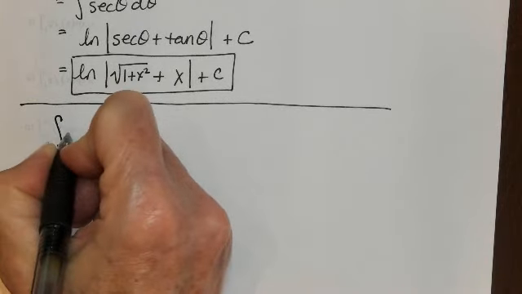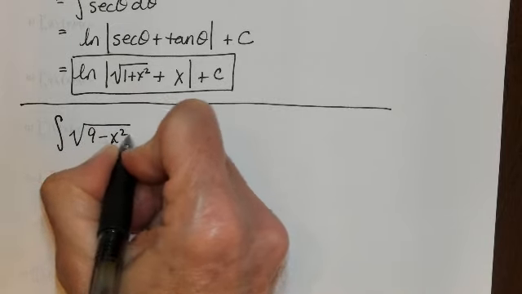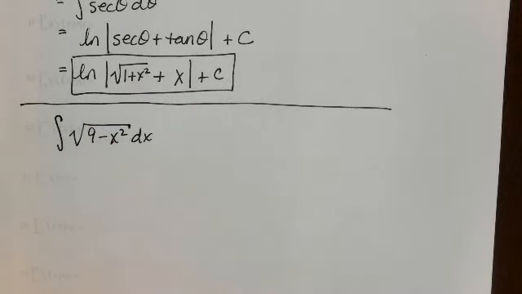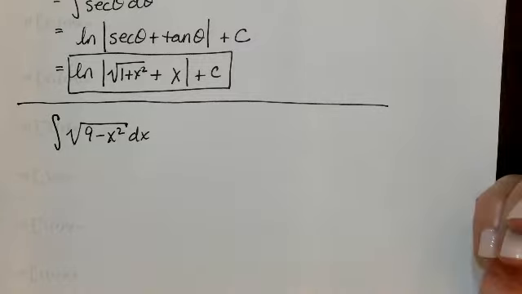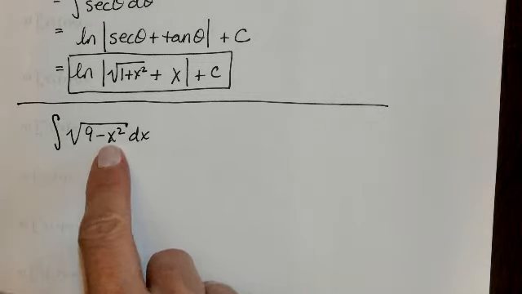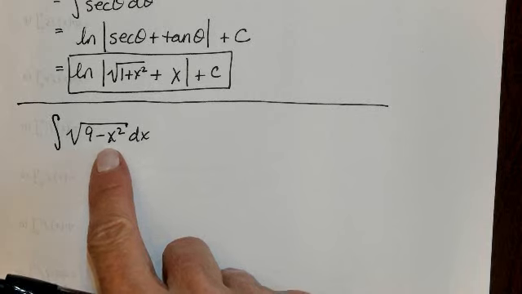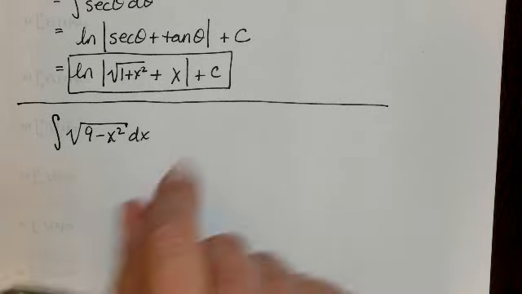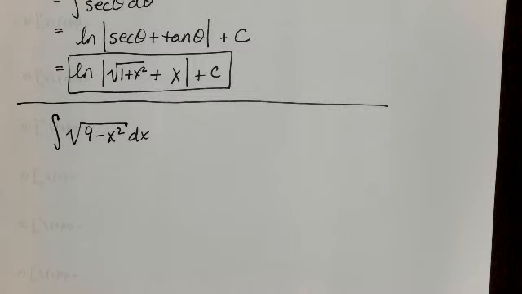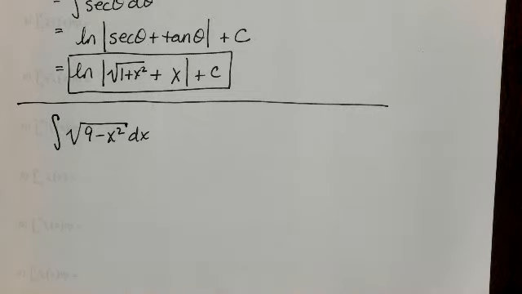Let's try the integral of the square root of 9 minus x squared dx. Okay, again, you might think u sub, but if u is 9 minus x squared, du would have an x in it, and we don't have an x out here. If we did, that's exactly what we would do. We would just do a plain u sub. But we don't, so we have to do something else.